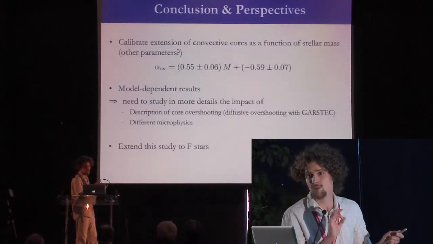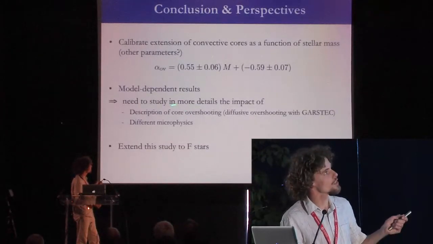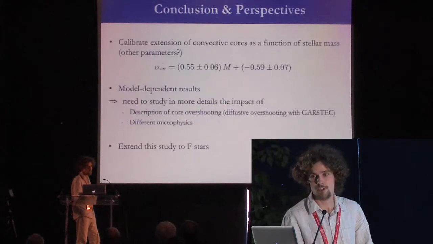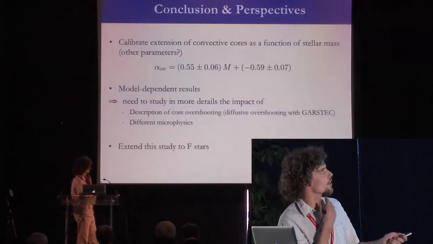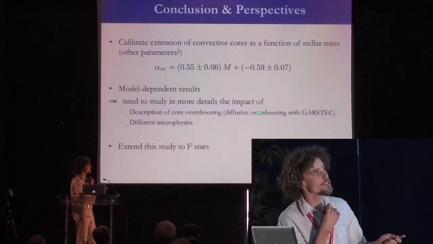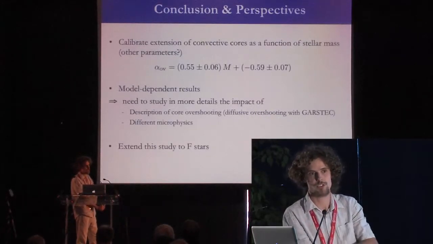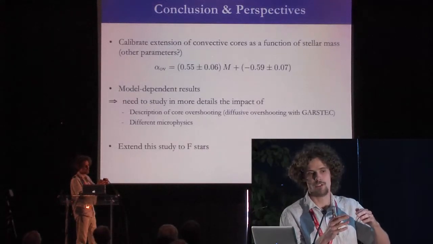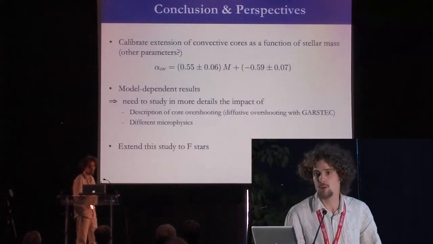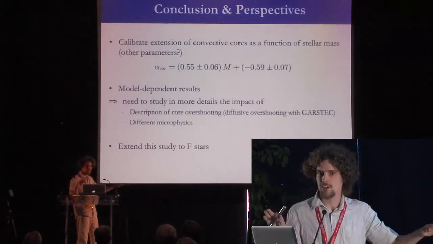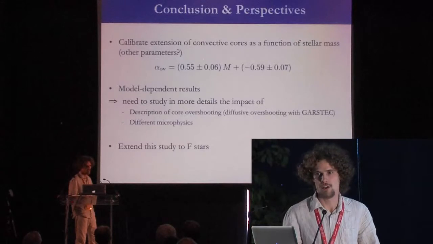I would like to stress that this is, of course, as I said, a model-dependent result. So one of the things that we need to do to wrap up this study is to study the impact of changing different parameters and including different codes. That's what we're doing with Margarita, with Victor, and other collaborators. We also need to study how overshooting is implemented in different models. We saw very recently, discussing with Victor, that cores with overshoot in SESAM are a bit larger than they are in one of the codes that he showed. So we need to really study all these different codes to be able to provide a really usable calibration.